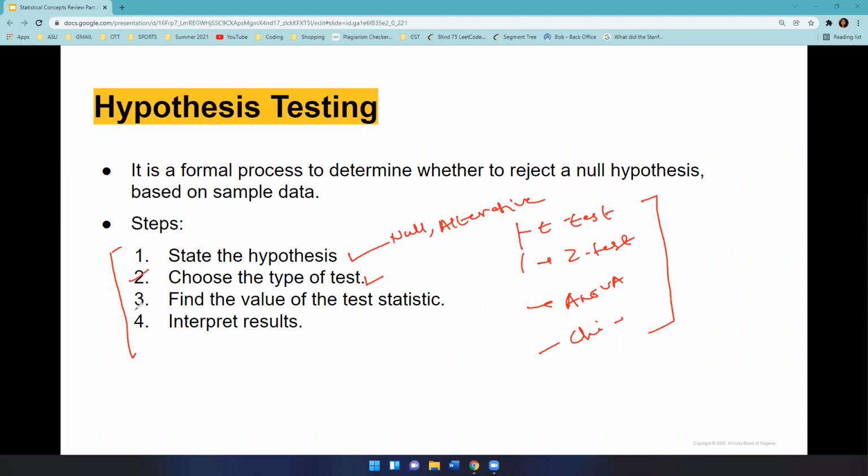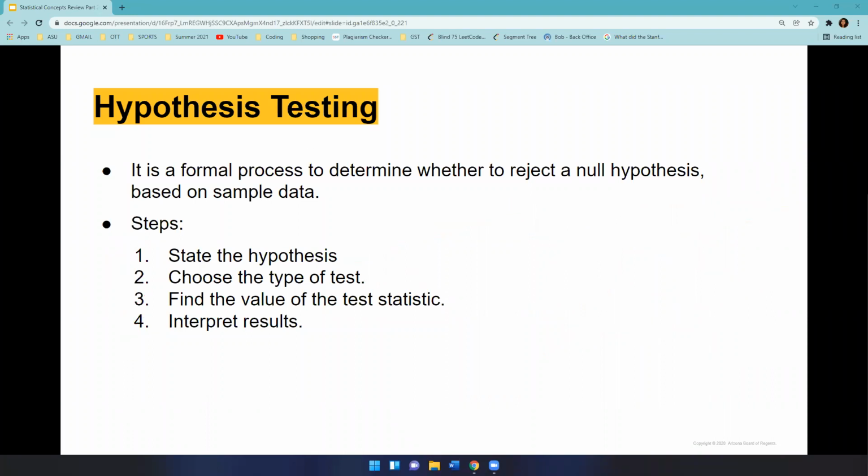Once we know which test to perform, we calculate the test statistics involved. So for t-test, we calculate t-value. For z-test, we calculate z-value. For ANOVA, we calculate F. For chi-square, we calculate chi-value. So depending upon the test we select, we calculate that particular value. And then once we have the result, we interpret it. Once we have the value, we try to find out whether we are rejecting the null or accepting the null. So these are the basic steps we follow to perform any hypothesis testing.